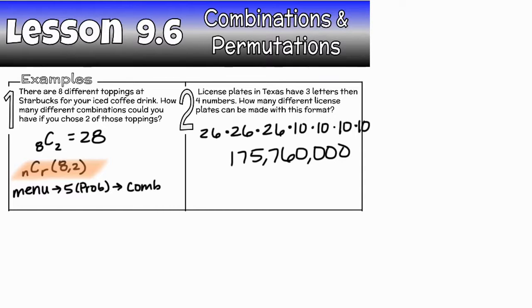We have 175,760,000. So you need to have a fairly large number, because think about all the people in Texas who drive or who have a car, because some people may have multiple cars. So you have to have different combinations for all of those.